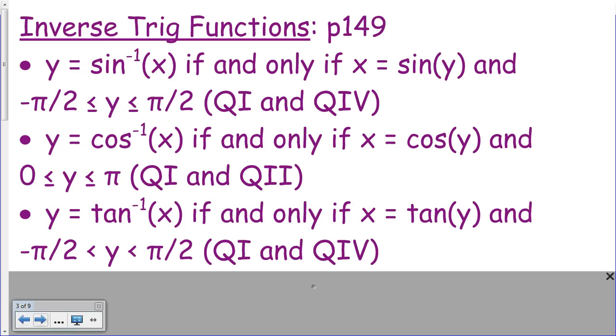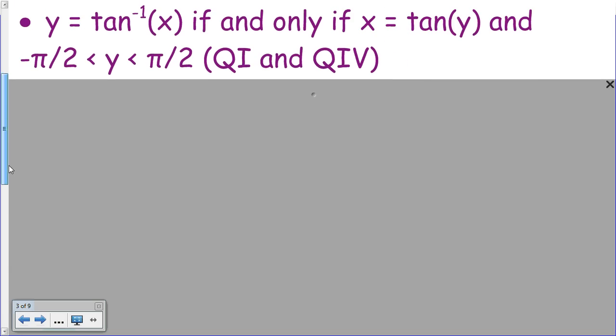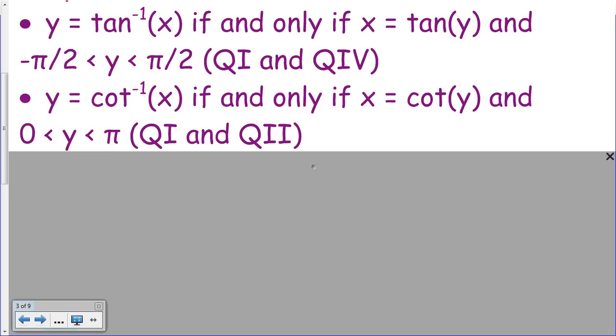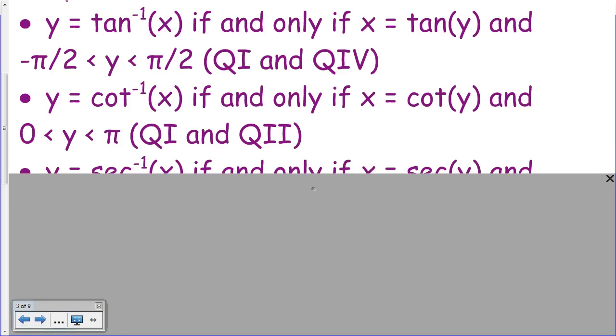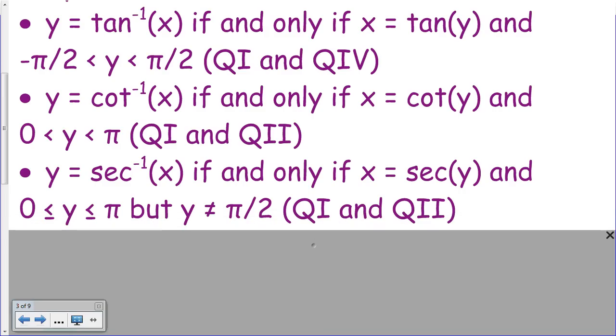And so that turns out to be, again, quadrants 1 and 4. Notice that's the same quadrants that sine inverse is defined on. And then finally, the last three of these, y equals cotangent inverse if and only if x equals cotangent of y. And the range for cotangent inverse here is from 0 to pi. That's, again, quadrants 1 and 2. Same two quadrants that cosine inverse was defined on. In fact, we're going to see that same thing continue throughout here. It's either quadrants 1 and 2 or quadrants 1 and 4 that the inverse function is defined on.